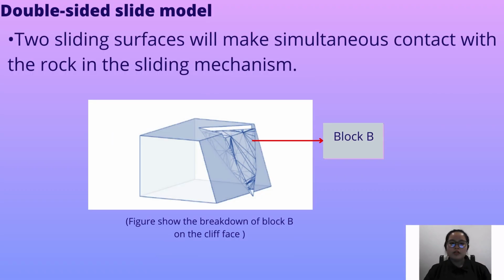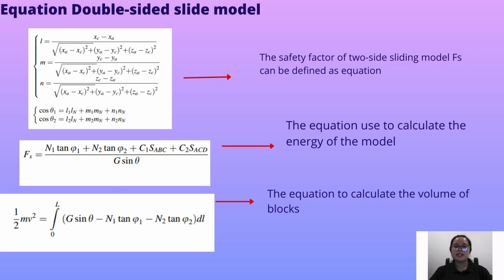Double-side slide model. Two sliding surfaces will make simultaneous contact with the block in the sliding mechanism. Figures show the breakdown of the block B on the cliff face. Equation, double-side slide model. The first equation is the safety factor of the two-side sliding model. Fs can be defined as an equation. The second equation is the equation to calculate the energy of the model. The third equation is to calculate the volume of the block.